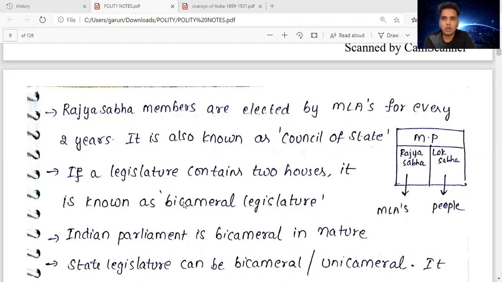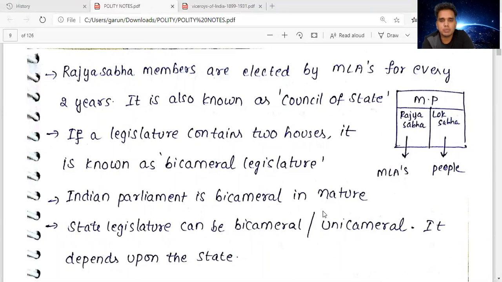Okay, because they are not having good representation. Because if you are increasing the population, then you are in benefit, and those who are not increasing the population are not getting good representation in Lok Sabha and Rajya Sabha both. Okay, if a legislature contains two houses, it is known as a bicameral legislature. Okay, bicameral legislature. If the legislature is having two houses, it is known as bicameral legislature, जहाँ पे MLAs और MLC दोनों होते हैं. ठीक है.